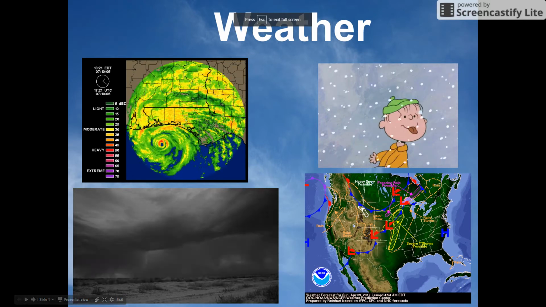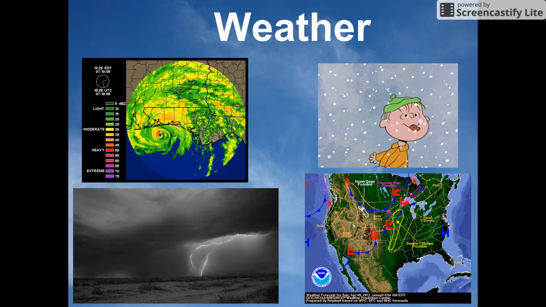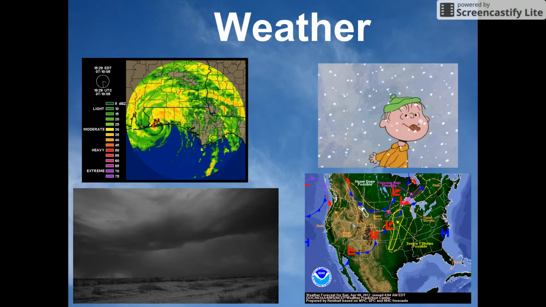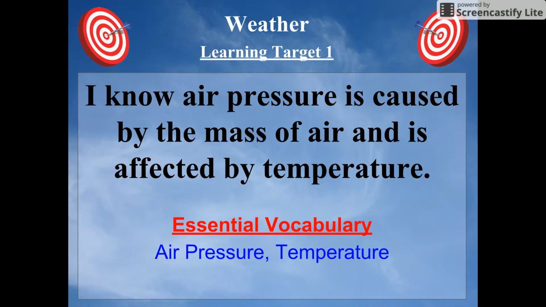The next unit of trimester 3 will be weather. Learning target 1 for weather is I know air pressure is caused by the mass of air and is affected by temperature. Your essential vocabulary is air pressure and temperature.